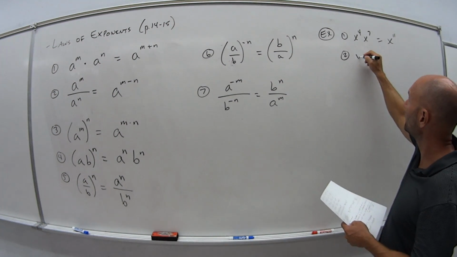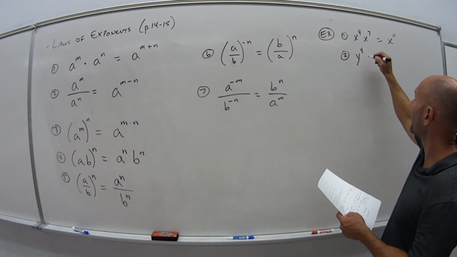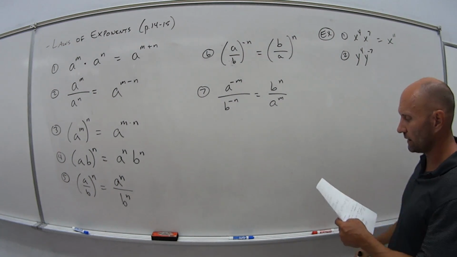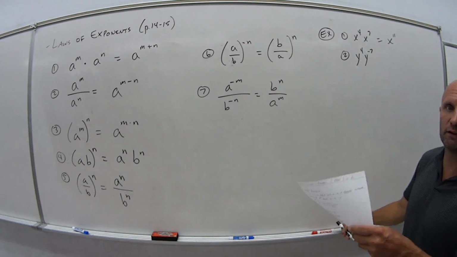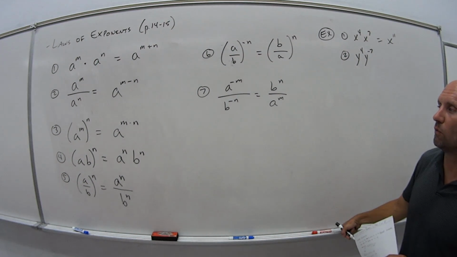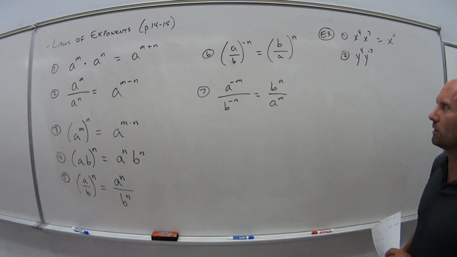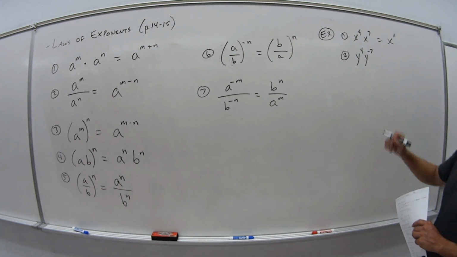How about y to the 4th times y to the minus 7th? And I want positive exponents here again, remember. That's what these laws do. We're trying to get positive exponents to make our life nice. So go ahead and try this one.